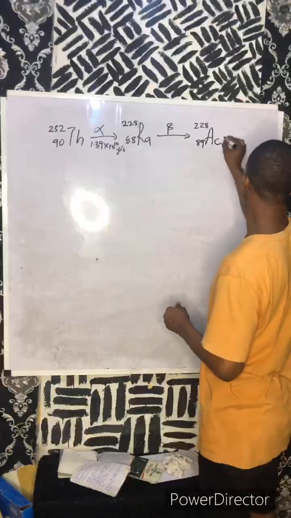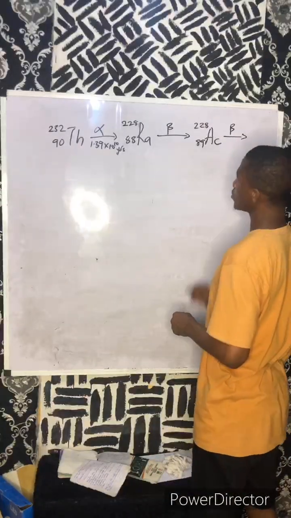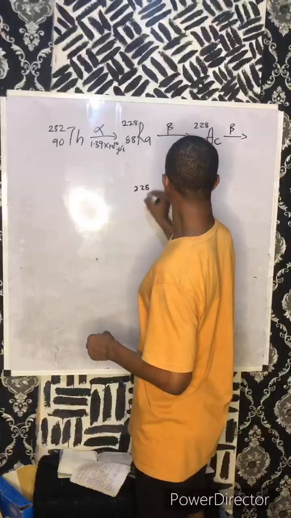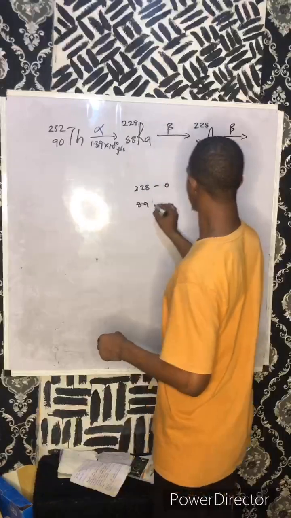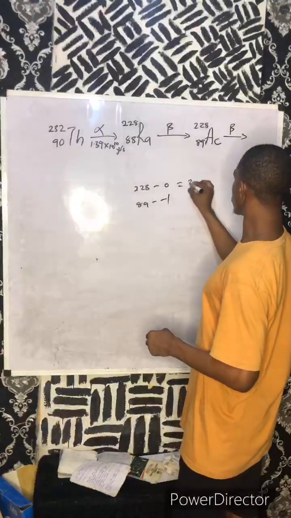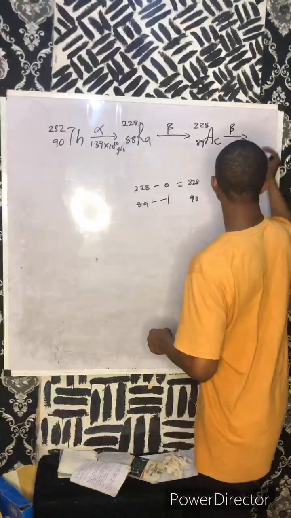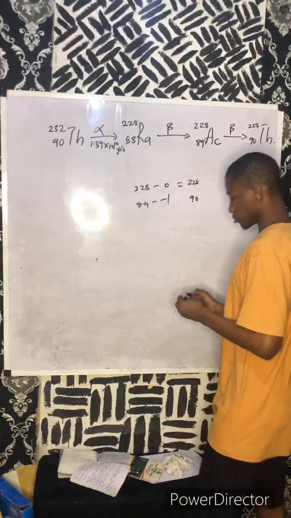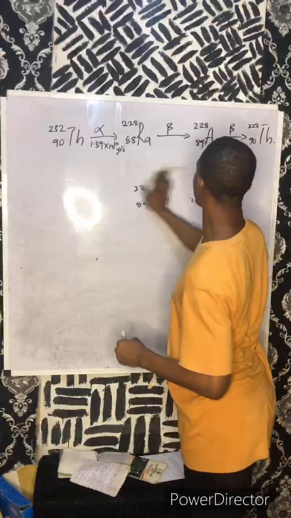So let's keep going. The next thing that will happen again is beta emission. So beta again, 228, 89. Subtract 0, subtract minus 1, becomes 228, 90. So we're back to thorium again.